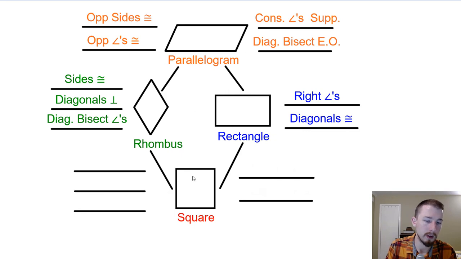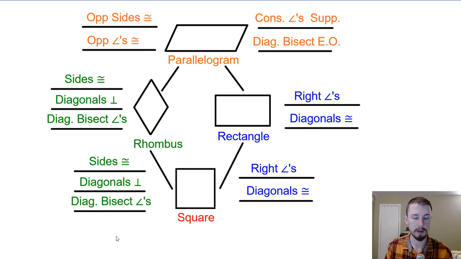And then the square is the byproduct of both the baby mama rhombus and the baby daddy rectangle. And so it inherits the same properties from its parents, and they also inherit all the properties of the parallelogram. So technically squares have all of these properties here. We're just going to relist the ones from the rhombus and the rectangle. So from its baby daddy rectangle, it gets right angles and congruent diagonals. And then from the rhombus, it gets congruent sides, diagonals that are perpendicular, and the diagonals that bisect the angles.